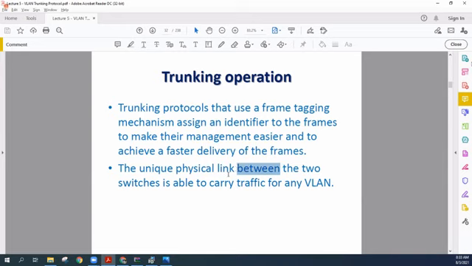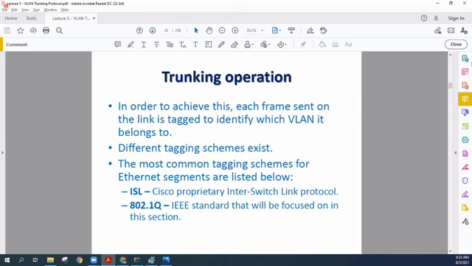Right? So we can easily filter out the traffic in that way. A single physical link between the two switches is able to carry traffic for any VLANs. Yeah, it is understandable, which we already discussed. In order to achieve this, each frame sent on the link is tagged to identify which VLAN it belongs to. Different tagging schemes exist.